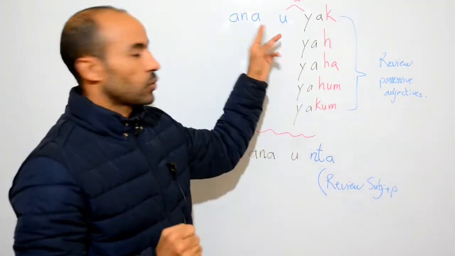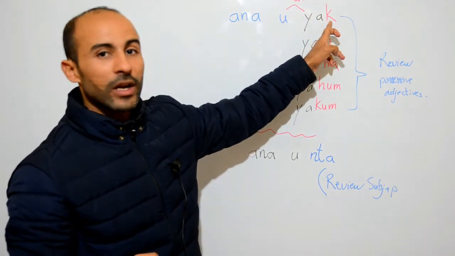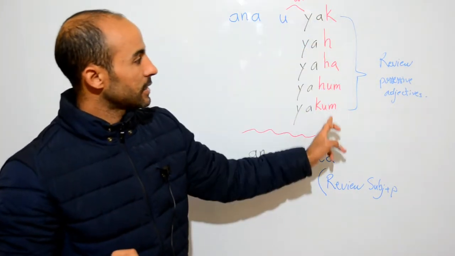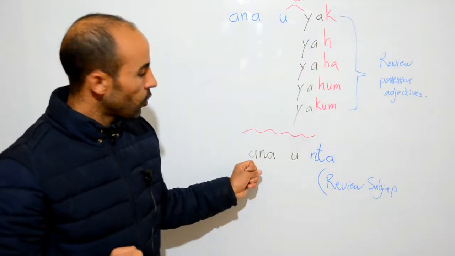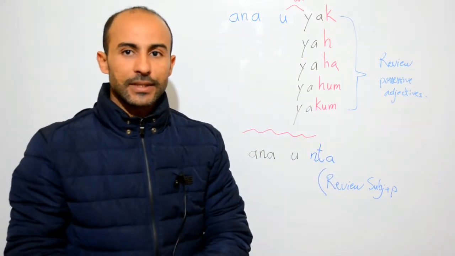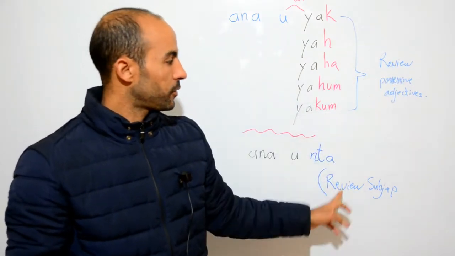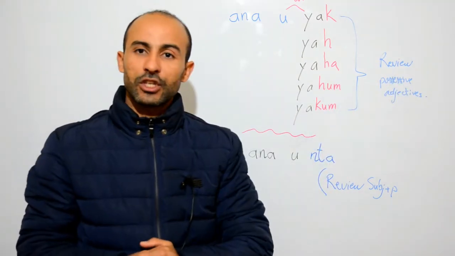And here we use two forms: anawiya, then you add the possessive suffixes. So we say anawiyak, anawiya. Or we can use anau plus subject pronouns. To review this, I have already taught possessive adjectives and subject pronouns.